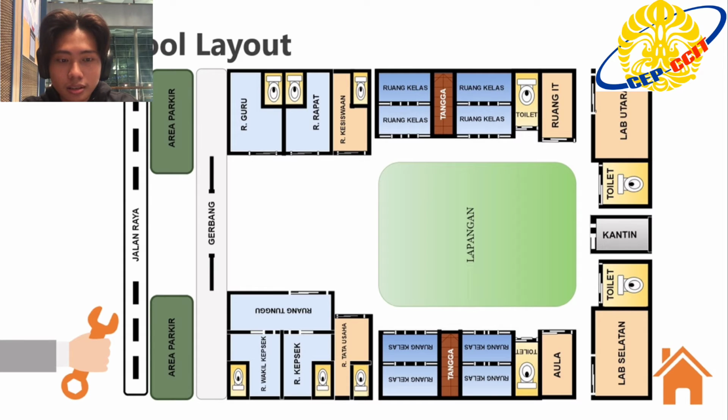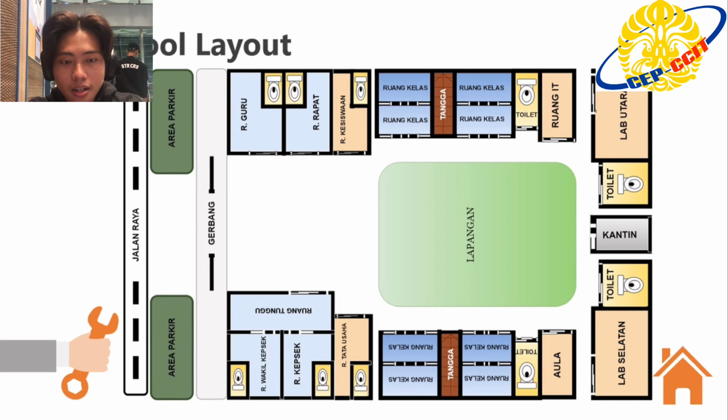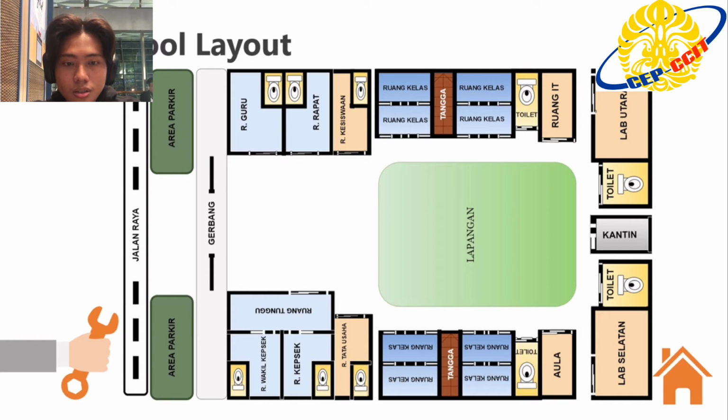In this slide, in this layer, we can see the floor plans of the vocational high school. We can see there is a highway, a parking area, and an entrance gate. First, in the south, we can see there is a teacher room, a meeting room, and a classroom. There are the stairs, and we can also see there is an IT room.